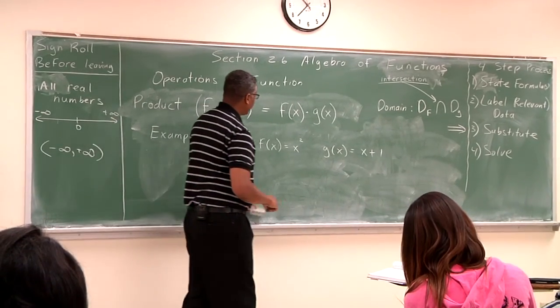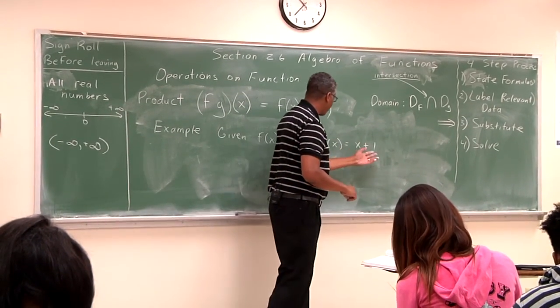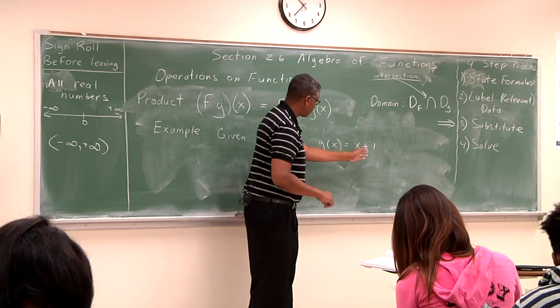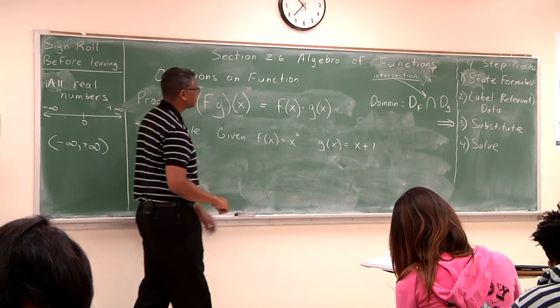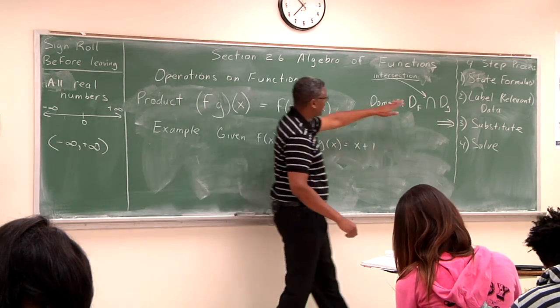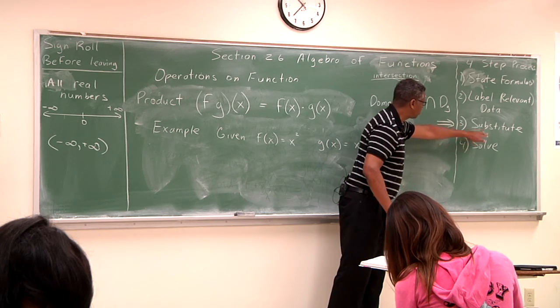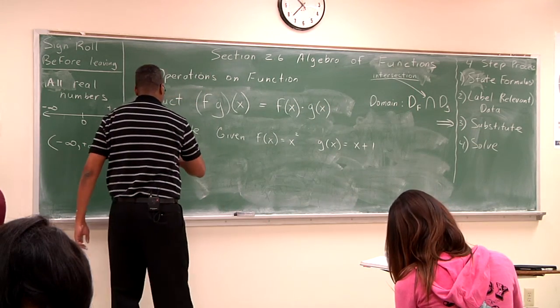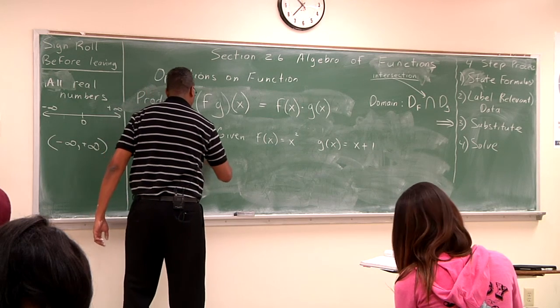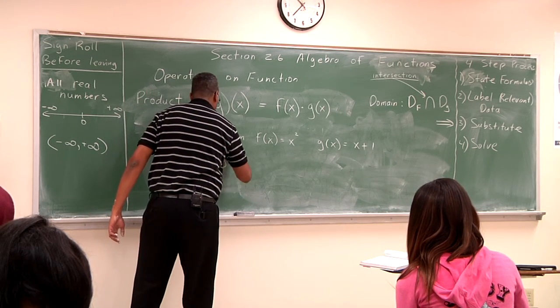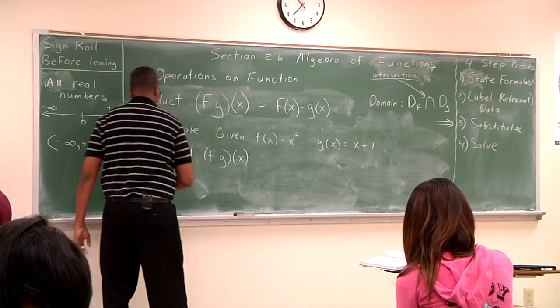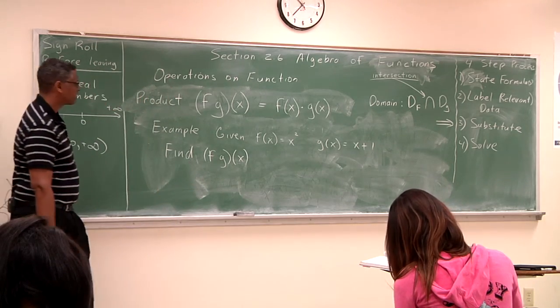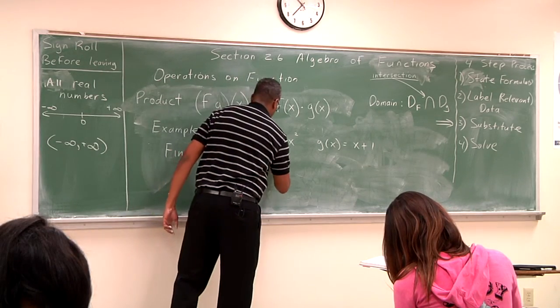If we label the data, that's actually given in the problem. g of x equals x plus 1, f of x equals x squared. So we made it down to this key step, it's called substitution, or substitute. So our goal is to find f times g evaluated at x. That's what we're trying to do, okay? That's the problem at hand.